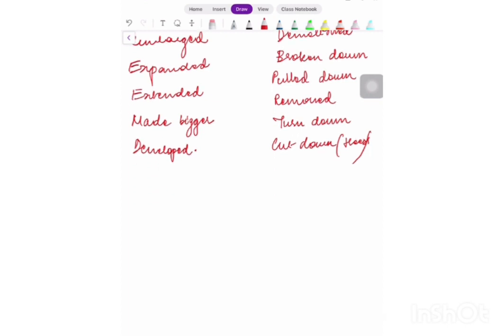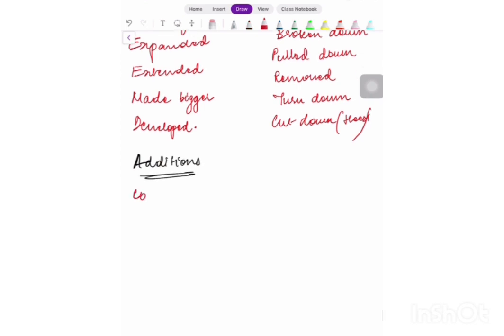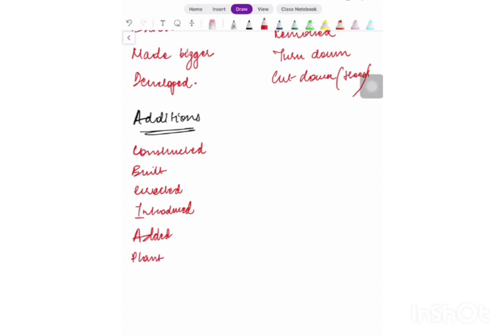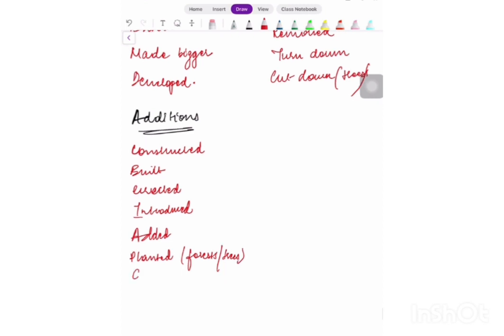Then if you want addition words, you have to use addition-related words. So you can write constructed, built, erected, introduced, added, planted, forests or trees, opened up and facilitate.